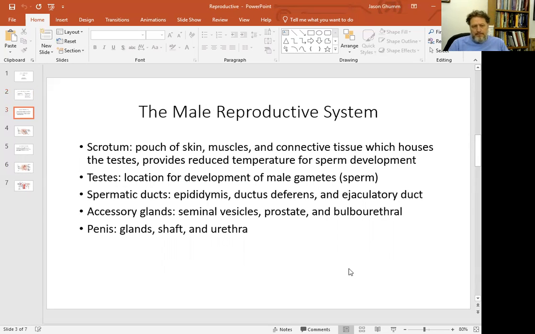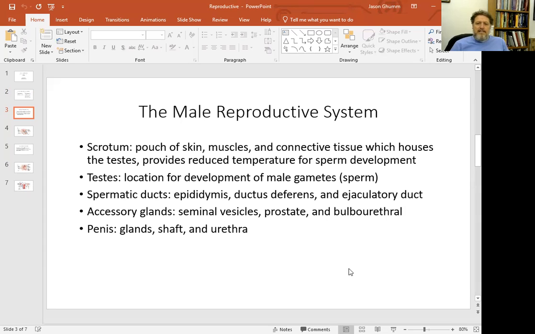All right, starting with the male. This includes the scrotum, which is just a pouch of skin on the external of the body. You have various muscles involved in here and some connective tissues. The scrotum stores the testes at a lower temperature than the normal body temperature, and that is for sperm development.